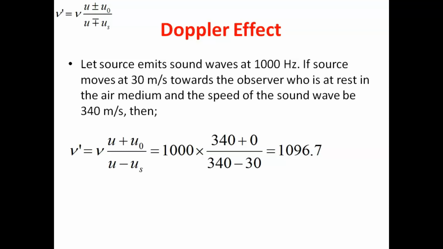In the recap, we have the equation on the left top corner. Nu dash equal to nu times (u plus uo) divided by (u minus us). So 1000 times (340 plus 0), the observer is in the state of rest, divided by (340 minus 30). After doing calculation, we get nu dash equal to 1096.7 Hz.